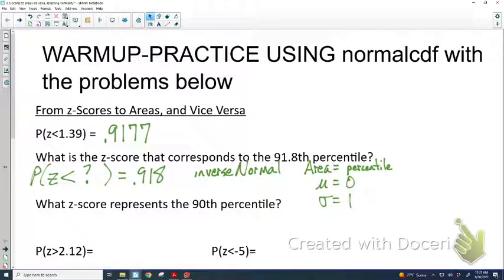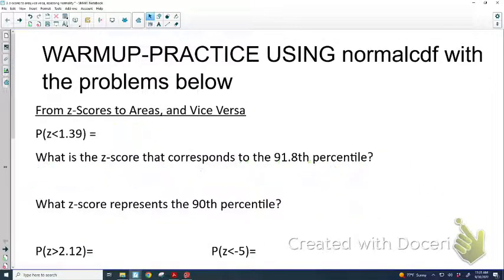So for this problem, we're going to type in 0.918 for the area, and it'll give us Z, just like that. It's just a backwards problem from what you're looking at, and I think you can see it is probably 1.39 if you look right above it, because 1.39 is in the 0.9177 percentile. So if I round to the thousandths, it's about 1.39. But let's check on the calculator.